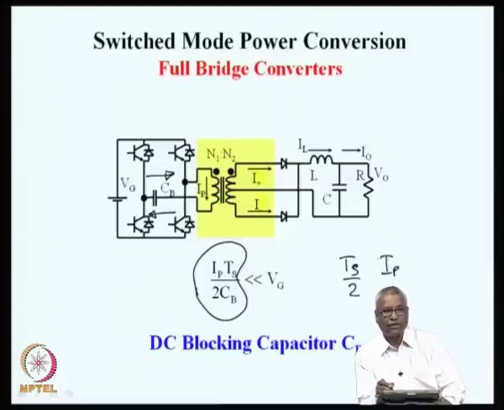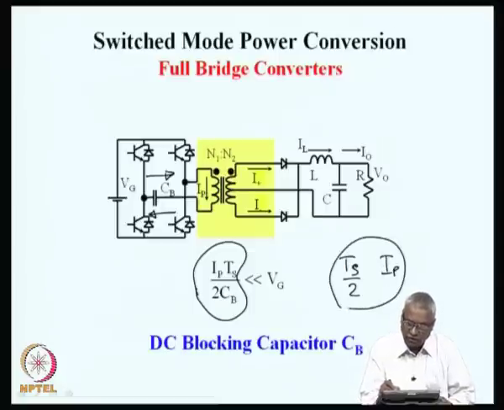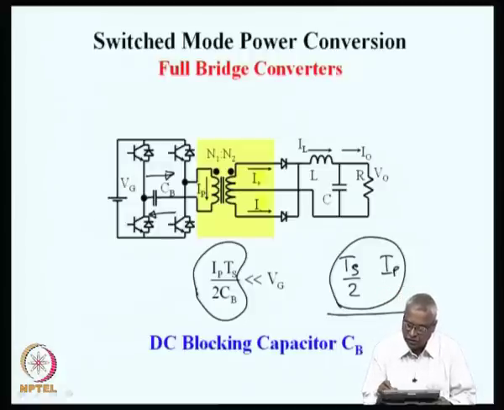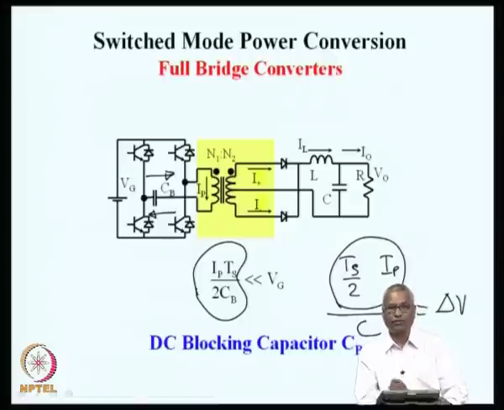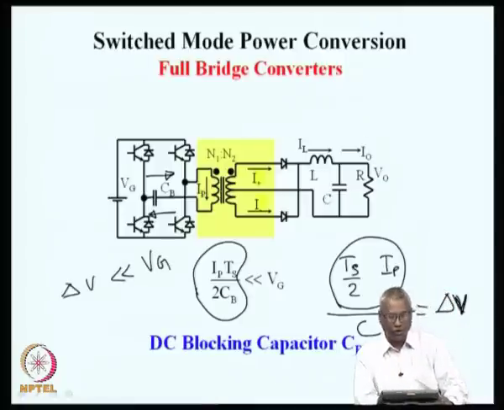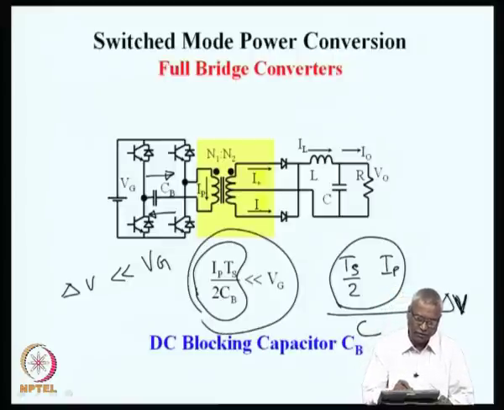In one Ts by 2, it flows in one direction, in the other half it flows in the other direction. So, what we notice is that in every cycle, this is the total charge that is going into the capacitor in the positive half, and a similar charge, Ts by 2 into minus Ip, flows through the capacitor in the negative half cycle. So, the charge divided by the capacitance will be the voltage on the capacitor, delta V. If this blocking capacitor should not have any consequence on the overall voltage applied to the transformer, then this delta V has to be very small compared to the supply voltage, and that is what this equation tells.